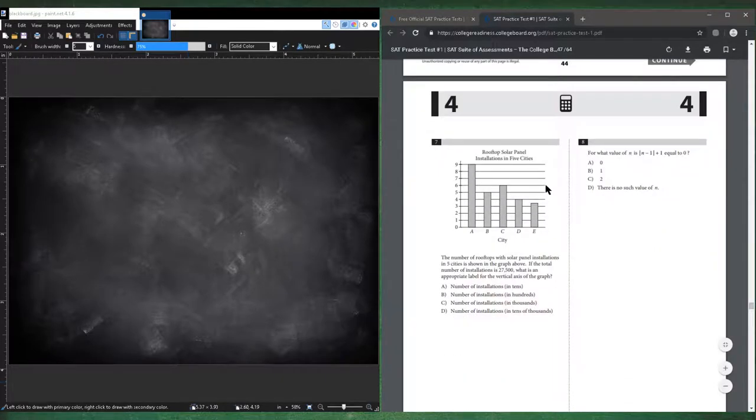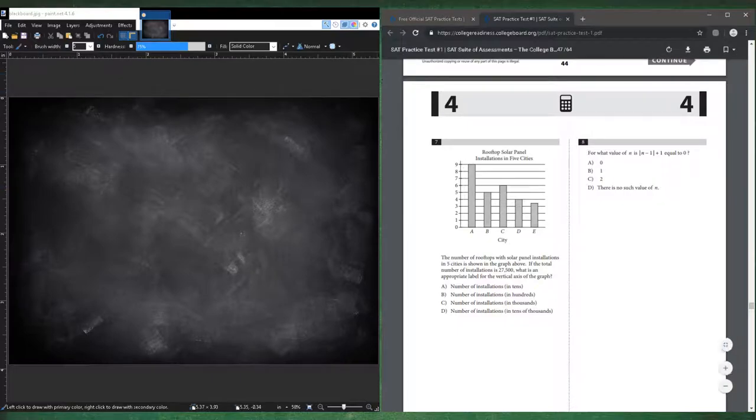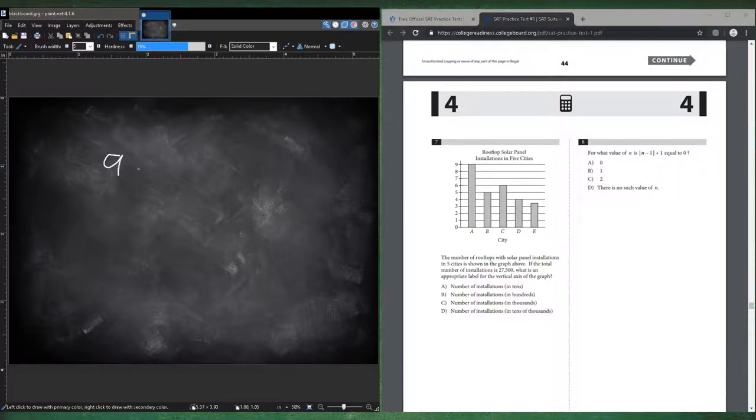Question 7. The number of rooftops with solar panel installations in 5 cities is shown in the graph above. If the total number of installations is 27,500, what's the appropriate label for the vertical axis of the graph? As shown in the answers, is it represented by tens, hundred thousands, or thousands? So first we need to find the sum. A has 9, B has 5, C has 6, D has 4, and E has 3.5. So add that together, that's 14, 20, 24, and 27.5.